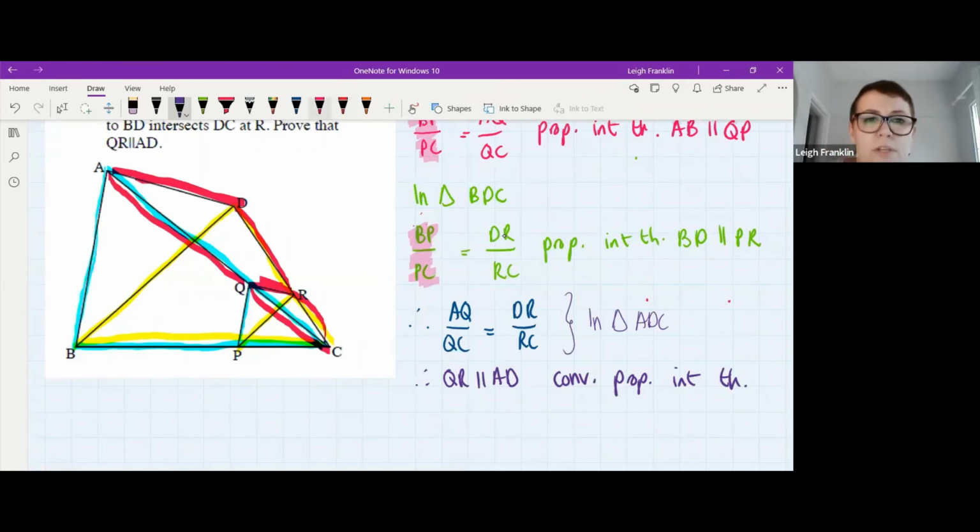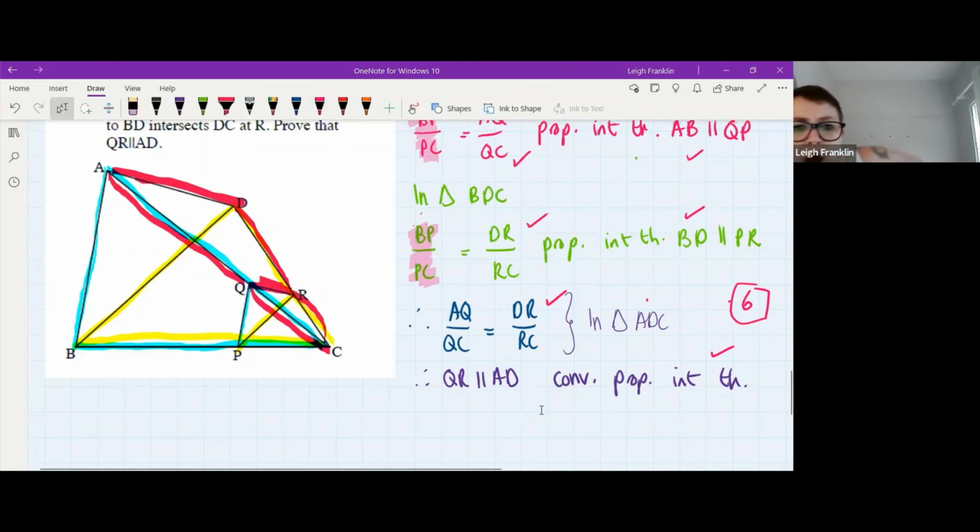Okay, one person did ask me how many marks this could be out of. If they gave you a mark for the proportion and the reason, and the proportion and the reason, and the statement and the reason, it could be out of as much as 6. But I'm not sure that you would actually get something like this out of 6 marks. Okay, so now there were a few questions that I think people wanted to ask.